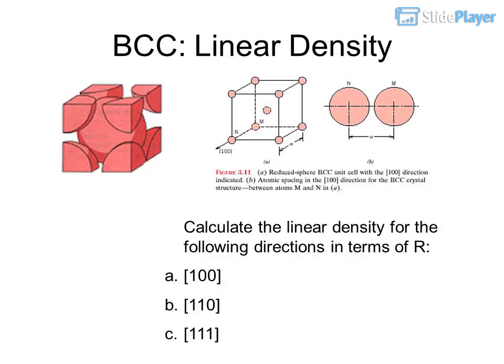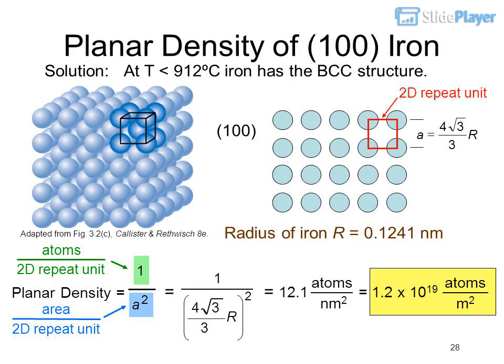BCC linear density. Calculate the linear density for the following directions in terms of R: [100], [110], [111]. Planar density of (100) iron. Solution. At T less than 912 degrees Celsius, iron has the BCC structure. 2D repeat unit. The radius of iron, R, equals 0.1241 nanometers, and a equals 4R over the square root of 3. Adapted from Figure 3.2c, Callister & Rethwisch 8e.